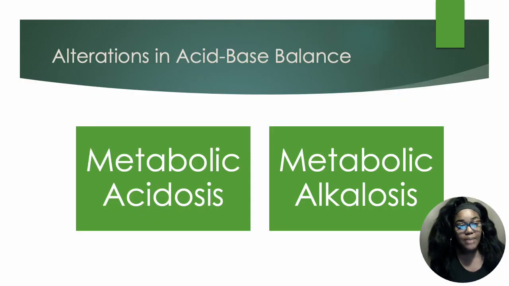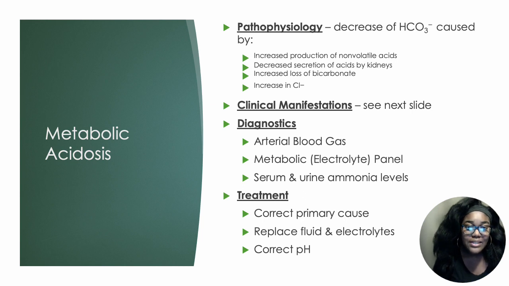So here we have two different types of alterations in acid-base balance. Specifically, we're talking about metabolic acidosis and metabolic alkalosis. And the key thing to remember about this section is that this is focused on the kidneys. So this is when that kidney buffer system is no longer working, and we have these different alterations based off of that. First, we'll talk about metabolic acidosis, and it is characterized by a decrease of bicarbonate ions that is caused by either a decreased production of non-volatile acids, a decreased secretion of acids by the kidneys, loss of bicarbonate ions themselves, or an increase in chloride ions. So all of these can trigger metabolic acidosis.